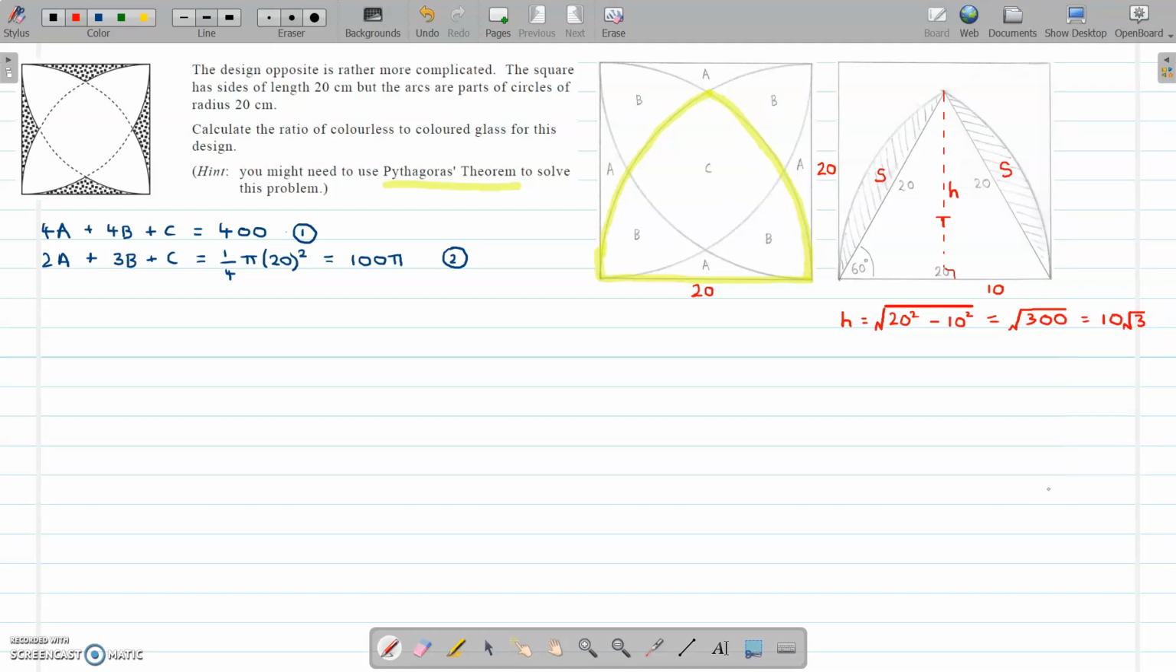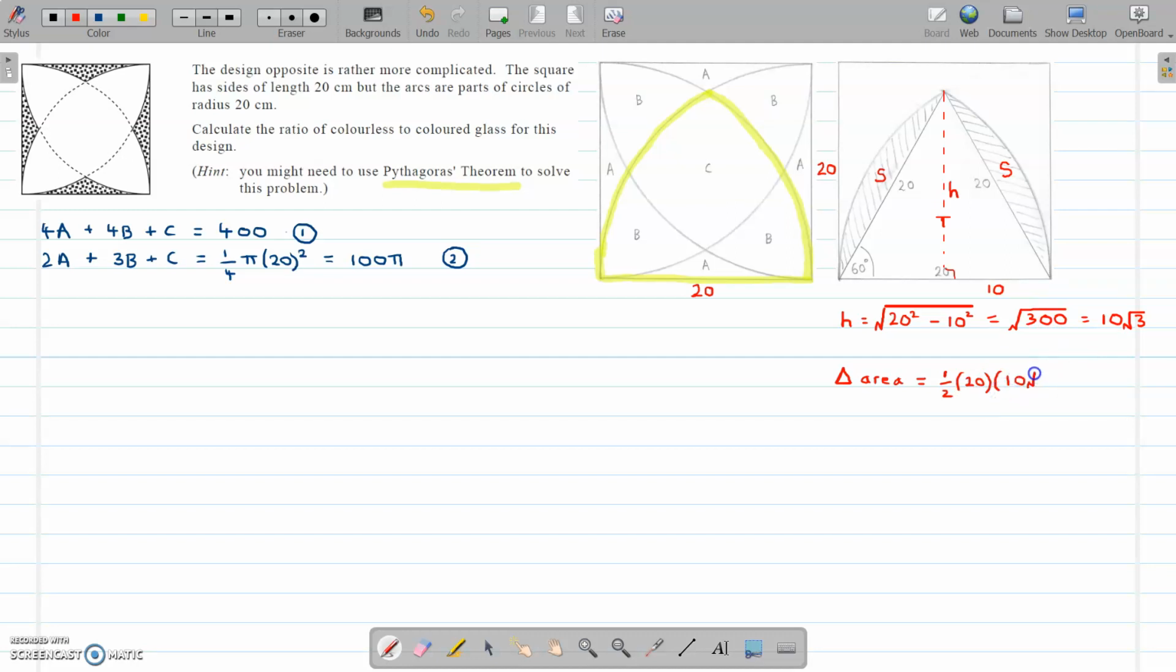Now that is the height of the triangle, but we want the area. Well, the area, so I'm going to put here triangle area, is a half base times height. Well, the base of the equilateral triangle is 20, so it's a half of 20 times the height, and the height is 10 root 3.